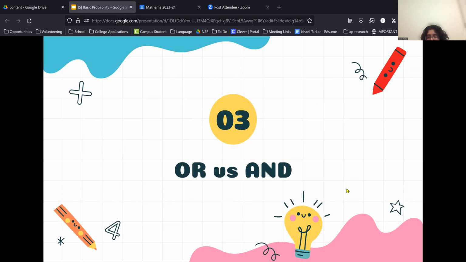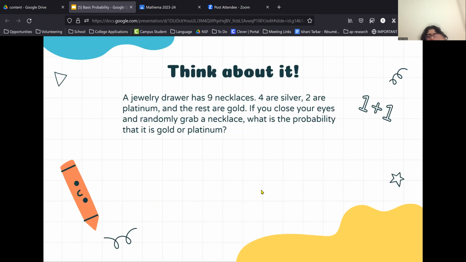Now we are going to be going over "or" versus "and." So if we have a jewelry drawer with 9 necklaces, of which 4 are silver and 2 are platinum and the rest are gold, and you close your eyes and randomly grab a necklace, what's the probability that it is gold or it is platinum? Let's just draw this out.